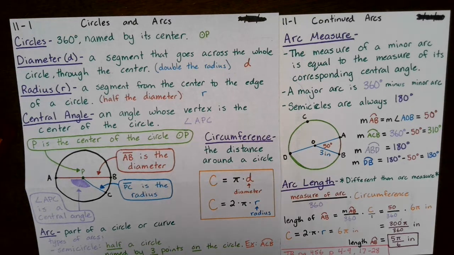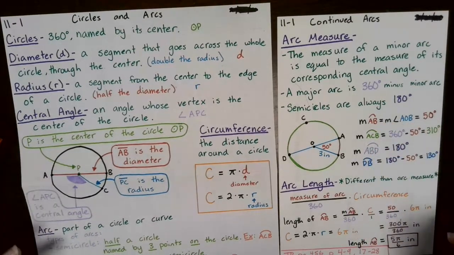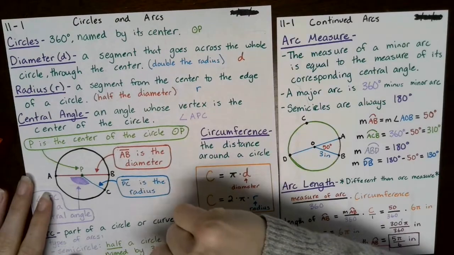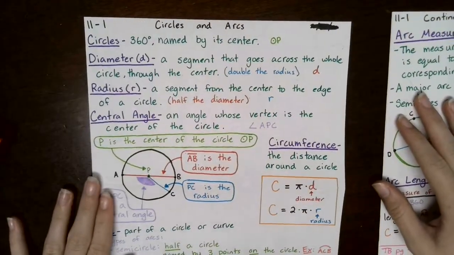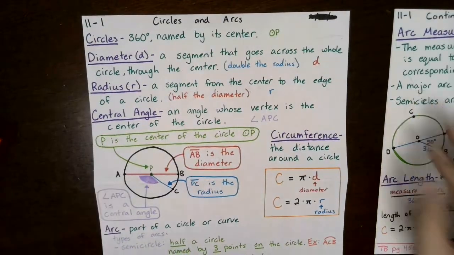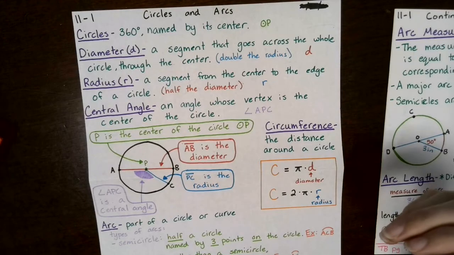Okay, so for 11-1, there are two sets of notes, so make sure you write down both sets. I'm going to start off with the first one, just in general, circles and arcs. So chapters 11 and 12 are about circles, and so we just need some basic information about circles.